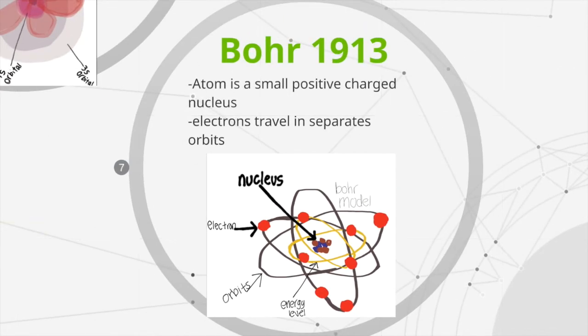Bohr discovered that the atom is a small positively charged nucleus surrounded by orbiting electrons. Bohr was the first to discover that electrons travel in separate orbits around the nucleus and that the number of electrons in the outer orbit determines the properties of an element.